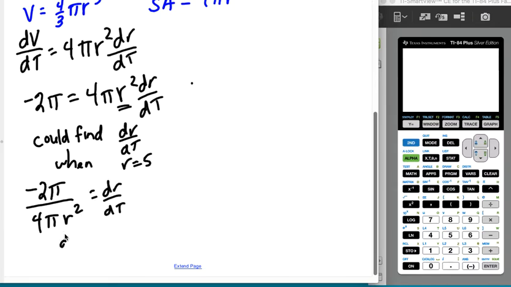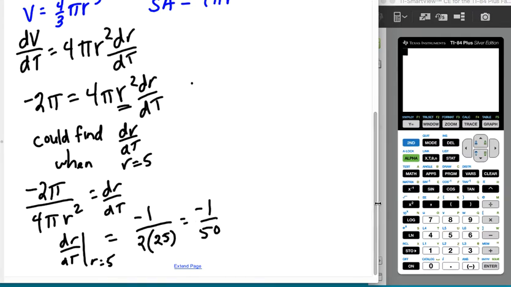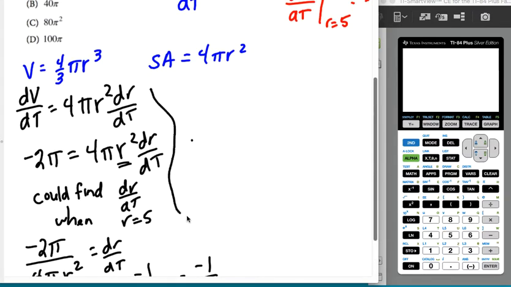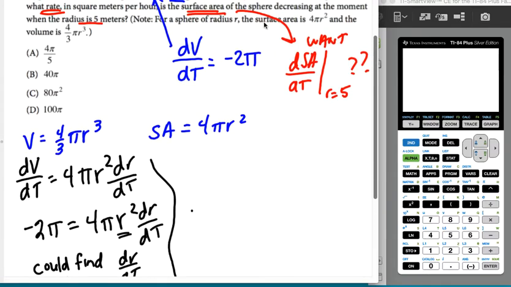And so at the moment when r is 5, which is the moment I'm going to be using in a little bit, my dr/dt is, I could actually cancel the 2 with the 4 and the pi with the pi. So I'm just going to get a negative 1 over 2 times 25, or a negative 1 over 50. At the same time, I want d surface area dt.